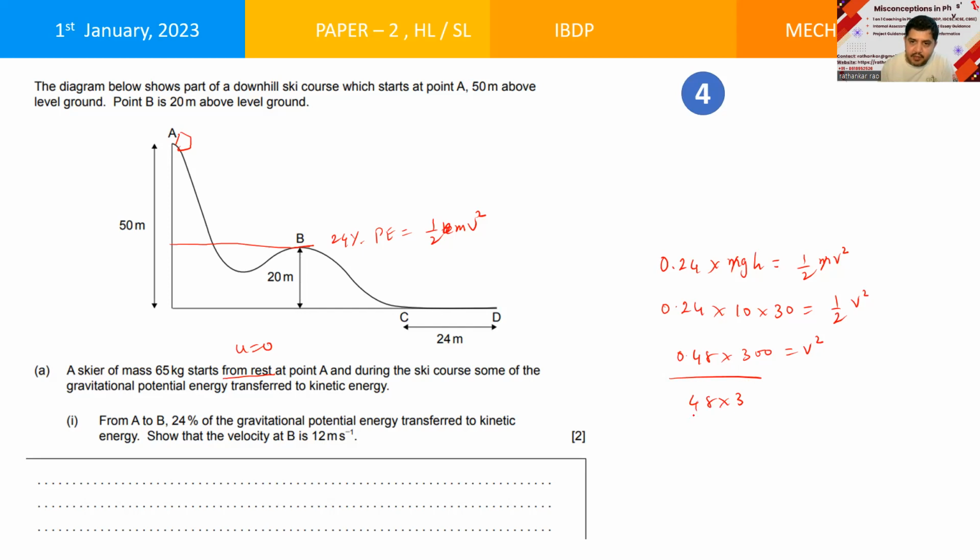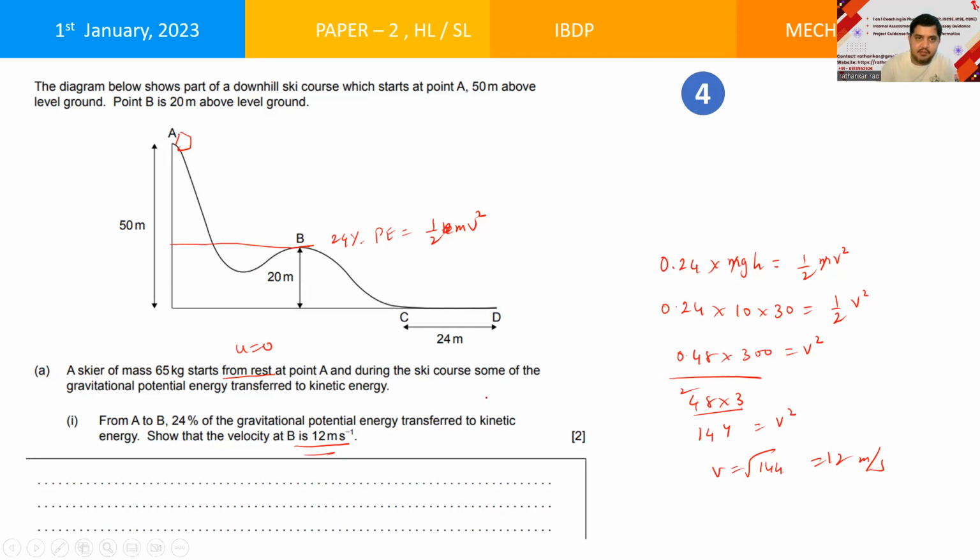100 into 0.48 is 48. 48 into 3. 3 8s are 24. 3 4s are 12. 144 should now be equal to v square. Or v should be equal to square root of 144, which should be equal to 12 meters per second. Right? So that is what is required, which means it is showing that this should be 12 meters per second. So we have proved this.